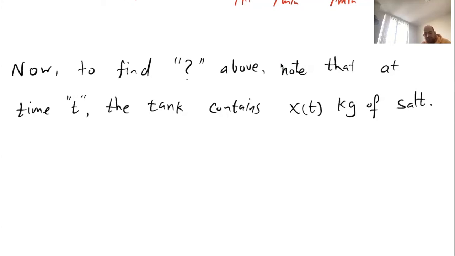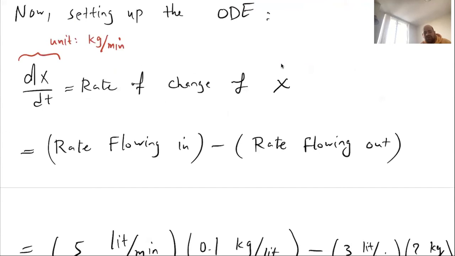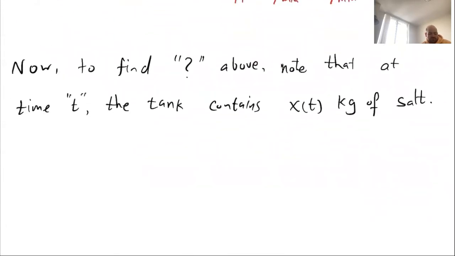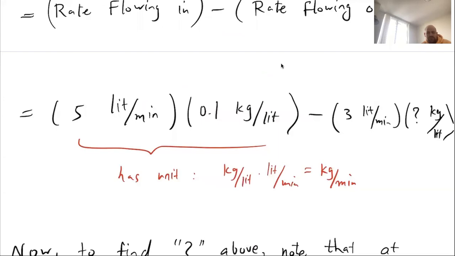And it's okay to have x of t here because, remember, we are setting up the ODE. ODE, or differential equation, we said in the beginning of the course, means an equation that relates derivative of a function with the function itself. So if we can relate derivative of x with x itself, well, that's good enough. That means we already have an ODE and we can try to solve it. So note that at time t, the tank contains x of t kilograms of salt. So remember, to find this question mark here, we need to know how many kilograms we have at time t. And what about the liters? How many liters do we have at time t?